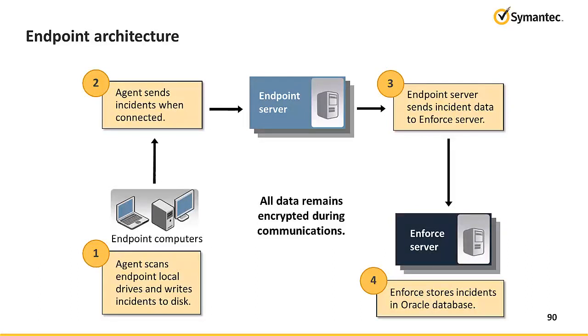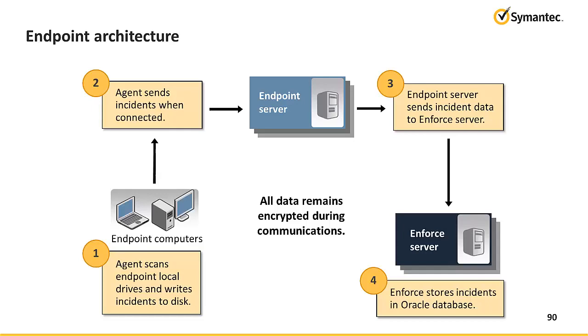This figure shows the basic Symantec DLP endpoint architecture and shows how Endpoint Discover captures and stores incidents. First, the DLP agent will scan local drives on the endpoint computer for policy violations. If there is a violation, response rules are initiated locally. Even if the endpoint computer is disconnected from the network, the agent will still perform detection and incident response. The incident data is encrypted and written to disk regardless of whether there is a connection.